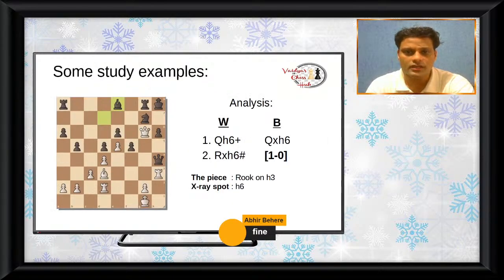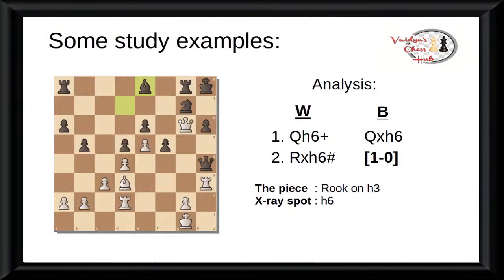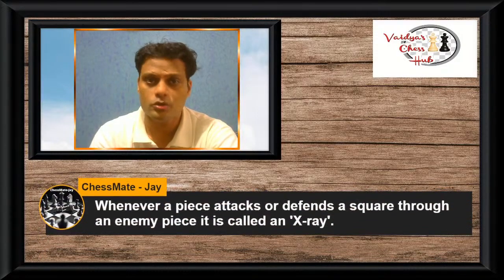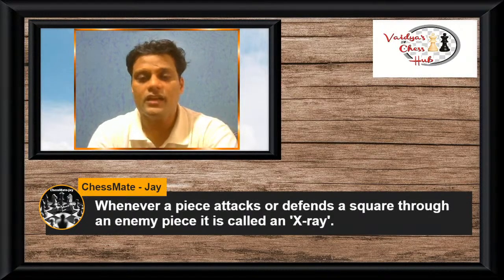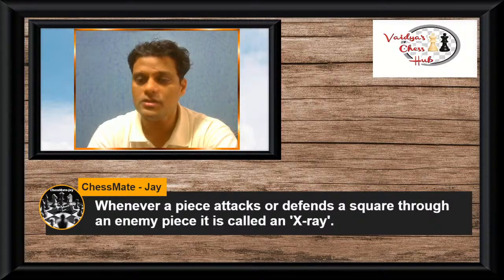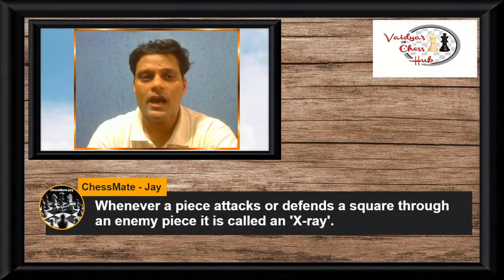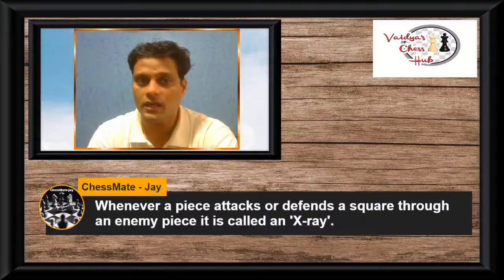Let's talk about some study examples here. Let's go into the big board. Yes, so here in this example, it's white to play. Now look at the way the answer is written. You need to, guys, make a note of how the answer has been written down. Because I said you'll have homework, right? So when you have the homework, this is how you're going to do it. So make sure that you understand how the answer has been written down there. Jai says whenever a piece attacks or defends a square through an enemy piece is called an X-ray. So the definition has been typed, and I have no doubt that people are also making a note here.